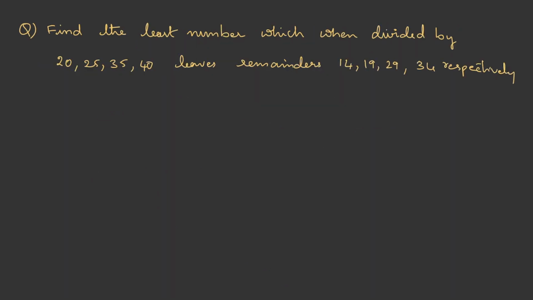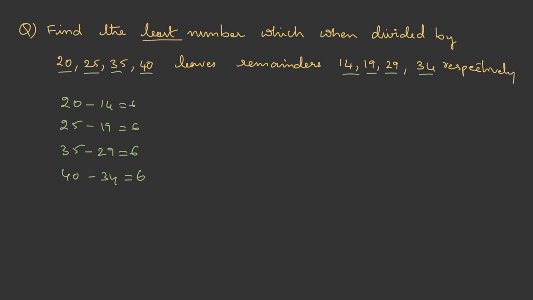Let's try one more question. Find the least number which when divided by 20, 25, 35, 40 leaves the remainders 14, 19, 29 and 34. To solve this, first subtract the remainders from the given numbers. So 20 minus 14 is 6, 25 minus 19 is 6, 35 minus 29 is 6 and 40 minus 34 is 6. You can clearly see the difference between the numbers and the remainders is always 6.